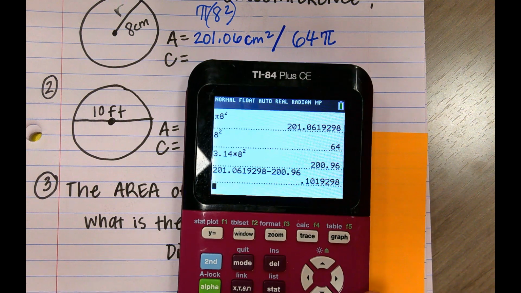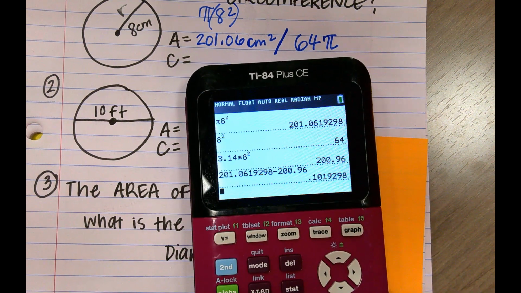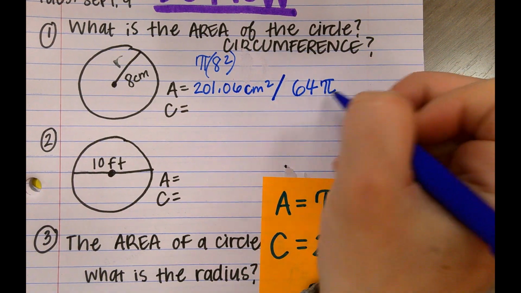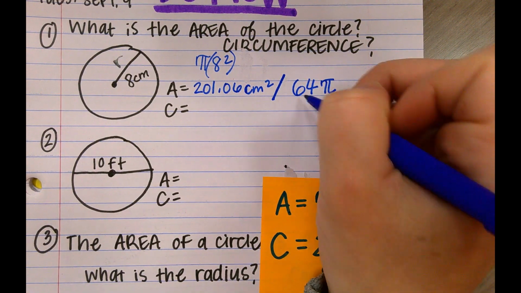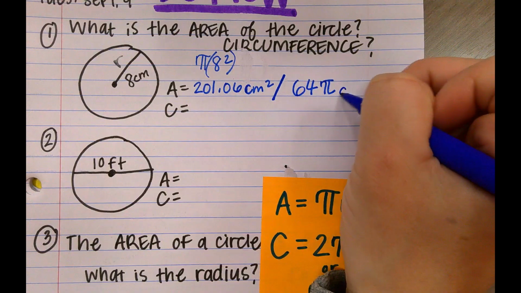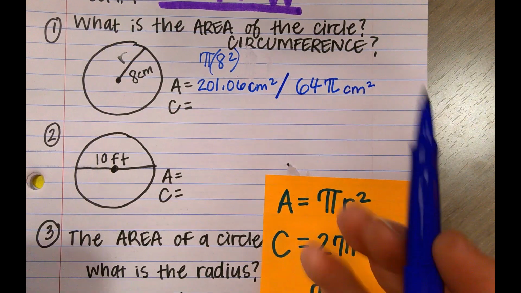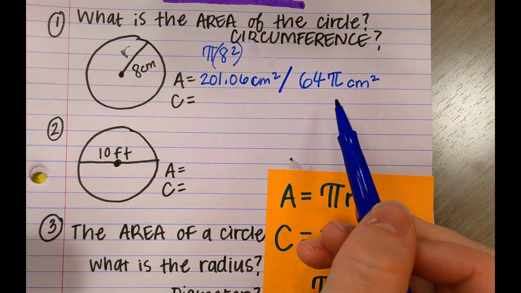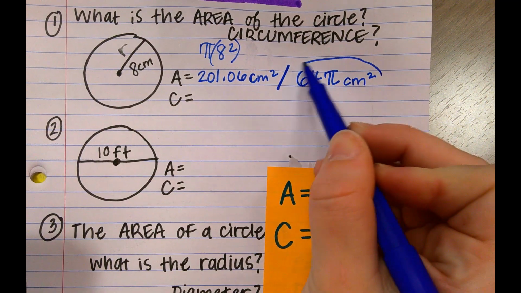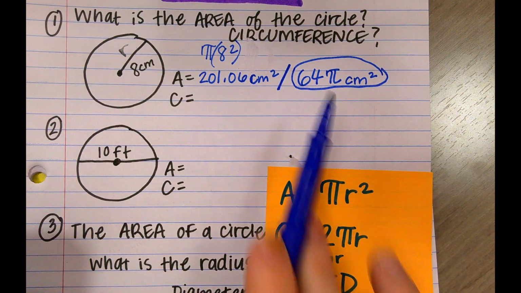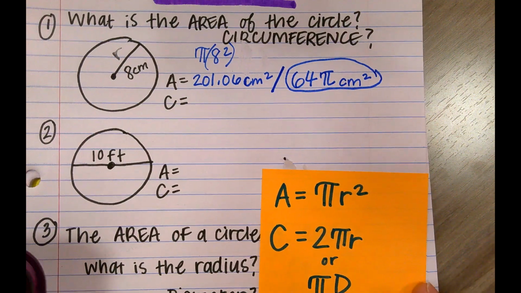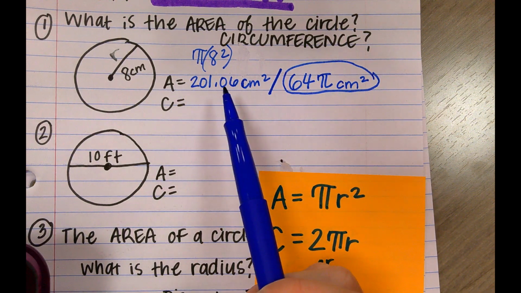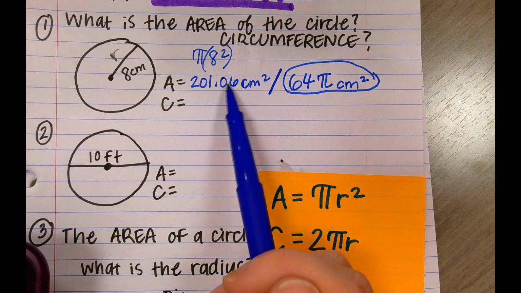0.1019298. That's how much it's off by. So definitely use the pi key. But if I wanted to give an exact area, I would say 64 pi centimeters squared. So both answers are good. If you don't want to type in pi, you could just write pi. This is the most accurate answer technically, but this one makes more sense. We would use 201.06 more in a real world situation.